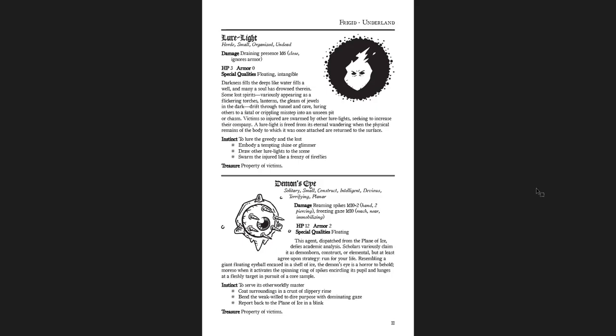You get the damage that it might do. This one, the lure light, which you probably have seen elsewhere as, like a will-o'-the-wisp or something like that. It's kind of like that. It's very similar to that. They appear in hordes, they're small, they're organized, and they're undead. They damage by draining your life, they ignore your armor. They have 3 hit points and 0 armor, so they're easy to kill each, but they are lots, and they're floating and intangible. Makes it a little harder because they're intangible.